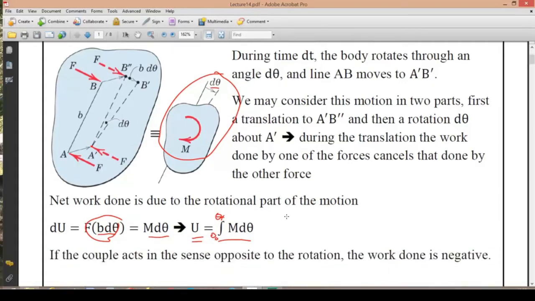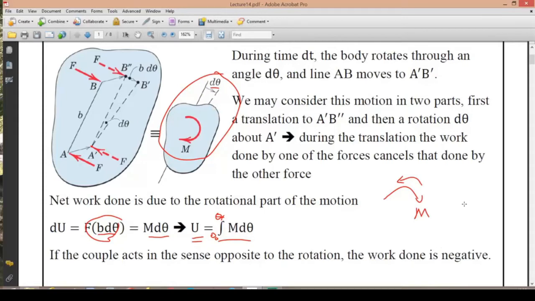And if it happens that although there's this moment in the clockwise direction, the motion happens in the counterclockwise direction, then the work done by this moment would be a negative work.